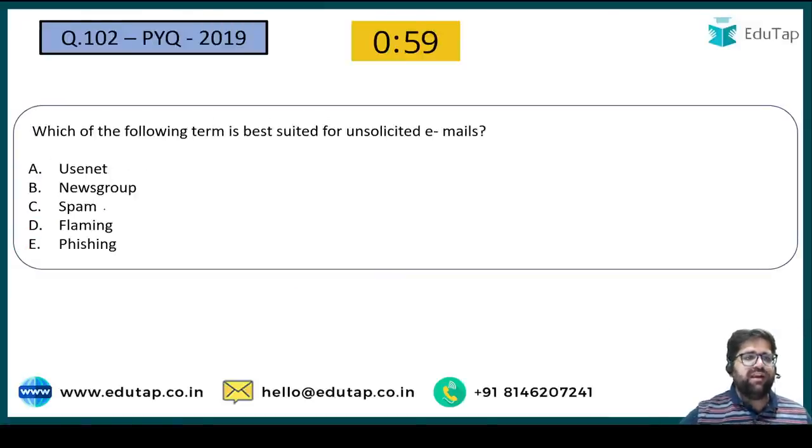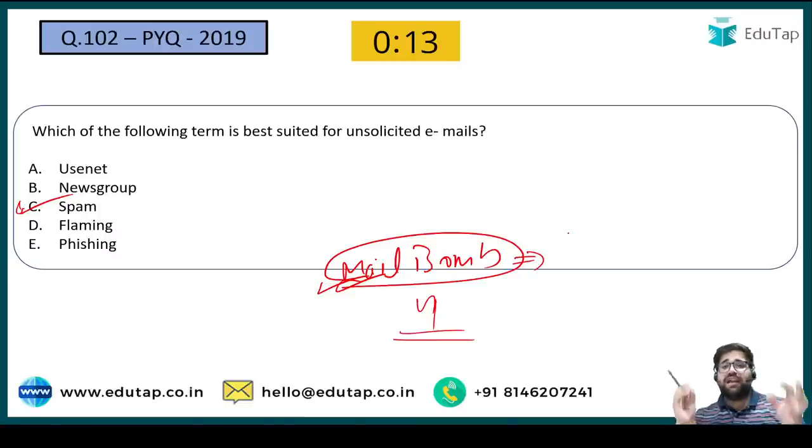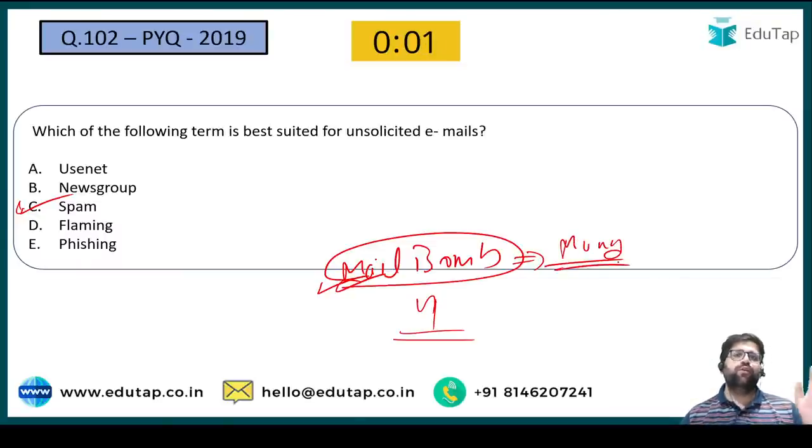Good. Now, 102, which is based on your PYQ only: the term used for unsolicited emails. Spam. Can someone let me know what a mail bomb is in a very short manner? Mail bomb is when you get unnecessary emails in a very large number. It's a type of virus, but I'm explaining what it is: you get many emails at one time and it will overflow your mailbox.